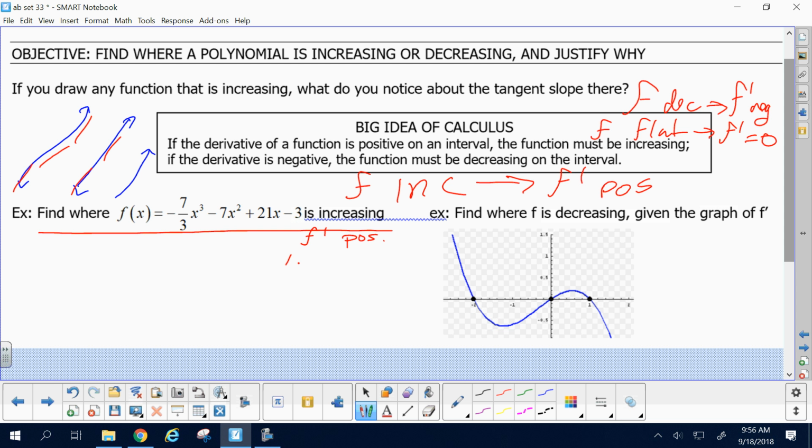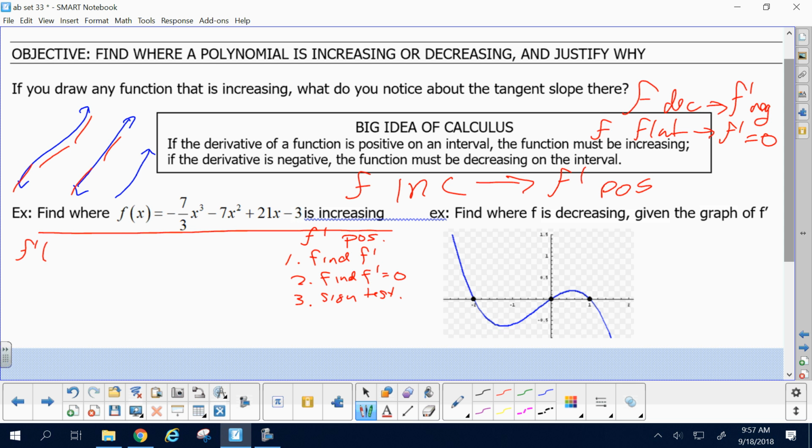First, you'll need f prime, obviously. It's going to be hard to see where something's positive if you don't have the thing. The next thing you're going to do is find the zeros. Where is it 0? And then sign test to see where the derivative is positive. Okay? So let's start by finding the derivative.